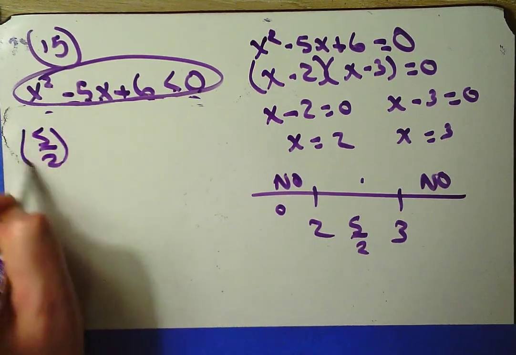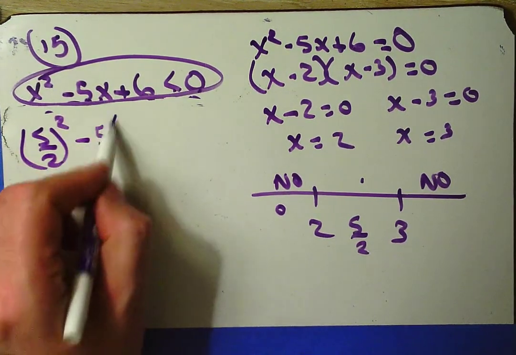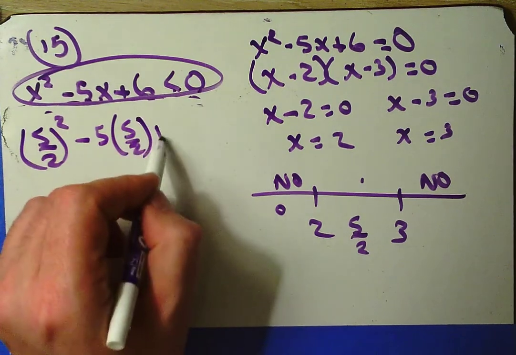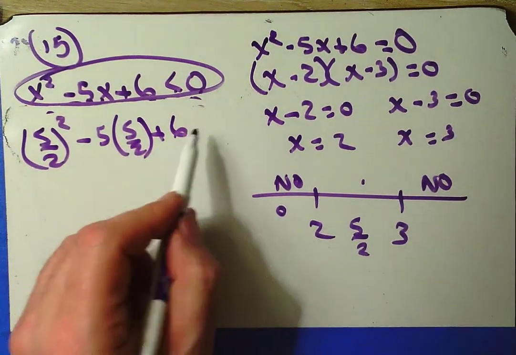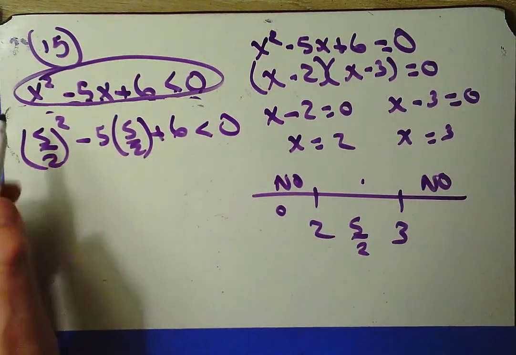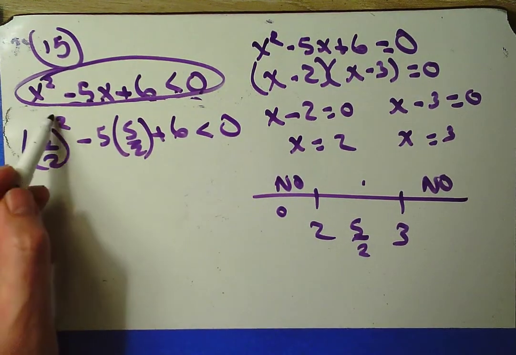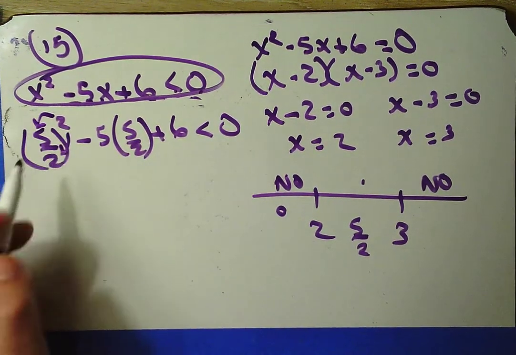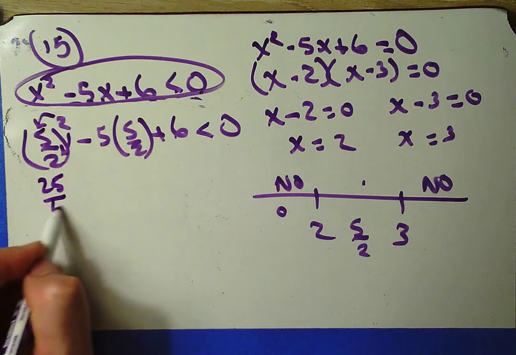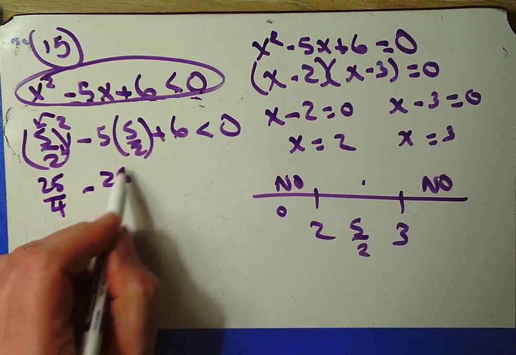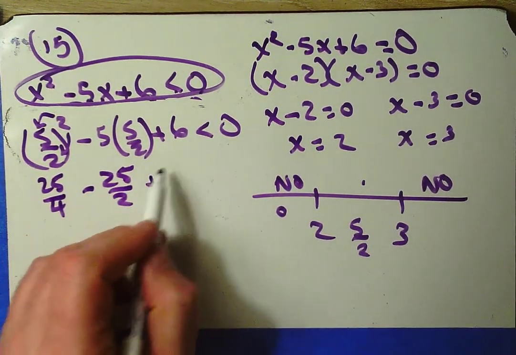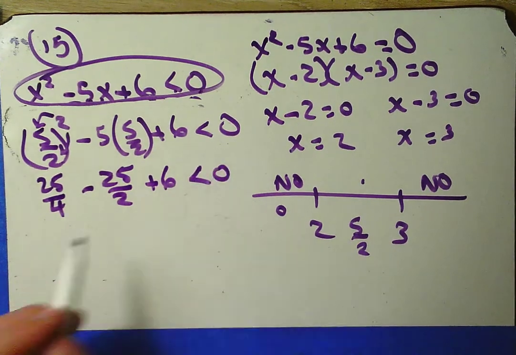Let's plug 2 1/2 in and see what we get. 5 halves squared minus 5 times 5 halves plus 6. I'm wondering if this is less than 0. Well, when I square 5 halves, I have to square the top and the bottom, and that gives me 25 over 4 minus 25 over 2 plus 6 less than 0.